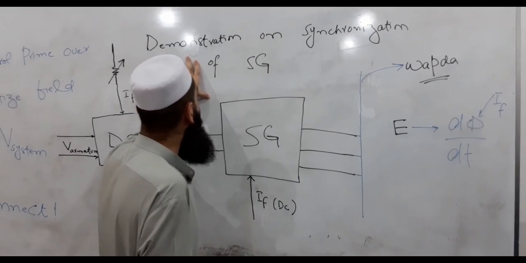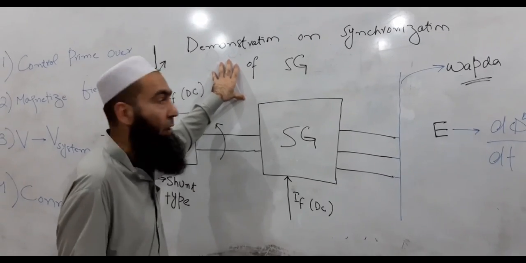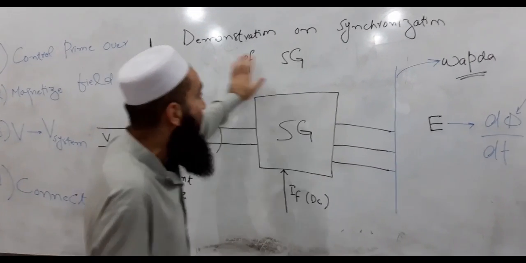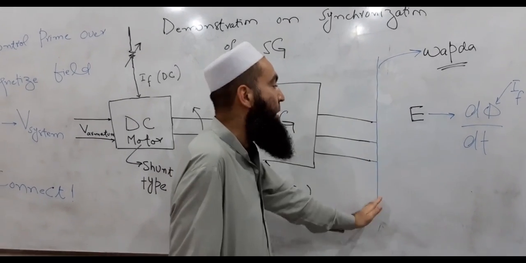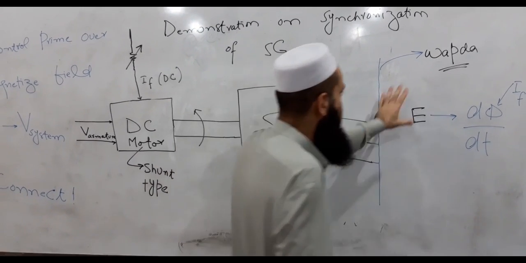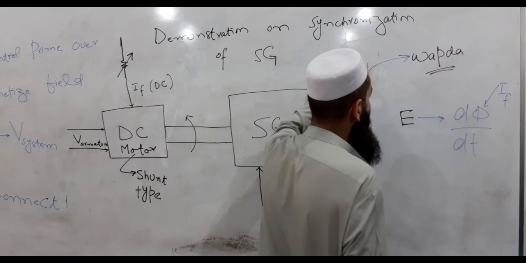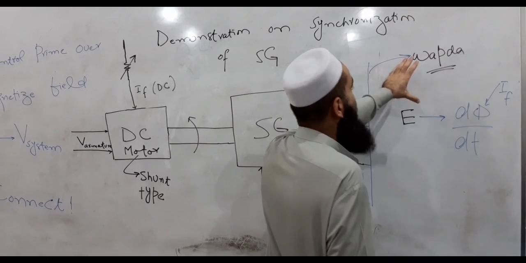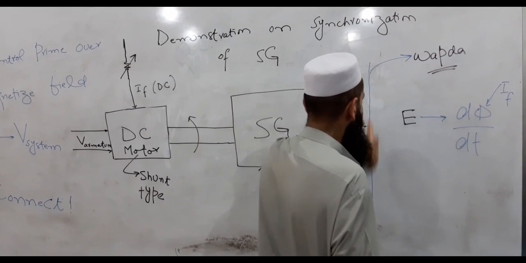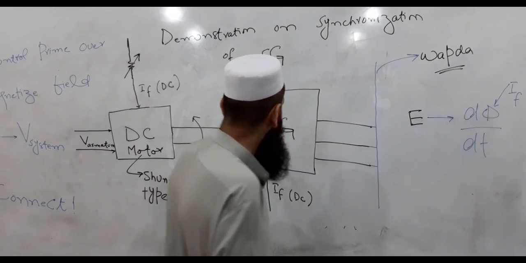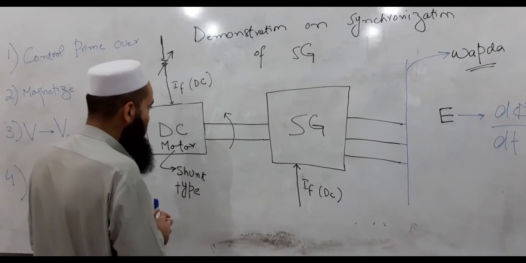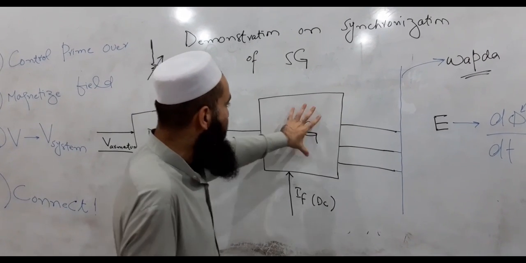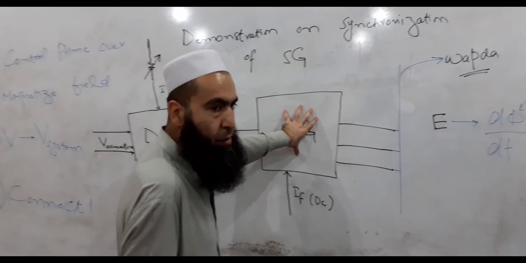Discuss the conditions that need to be fulfilled for synchronizing a generator with the bus. In this particular case, the supply from the WAPDA will be acting as a bus. A schematic is shown here, where this block represents the synchronous generator.